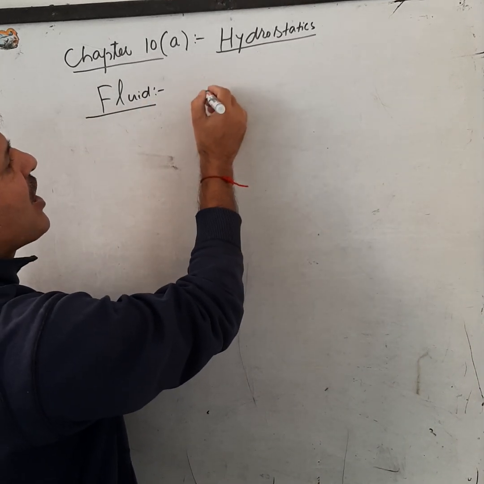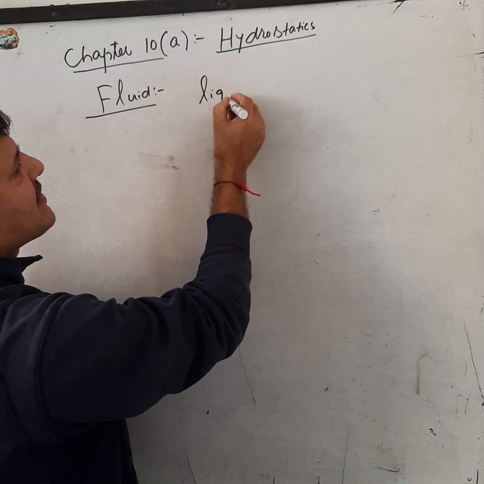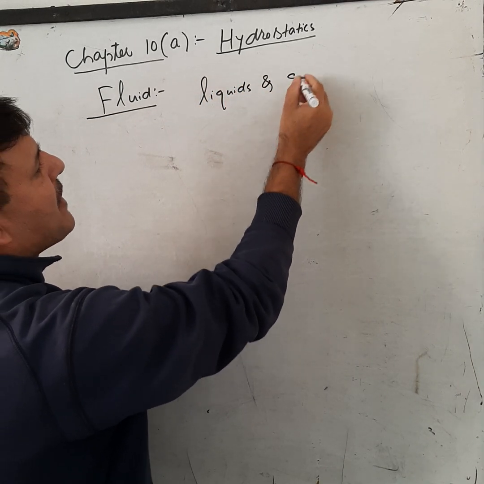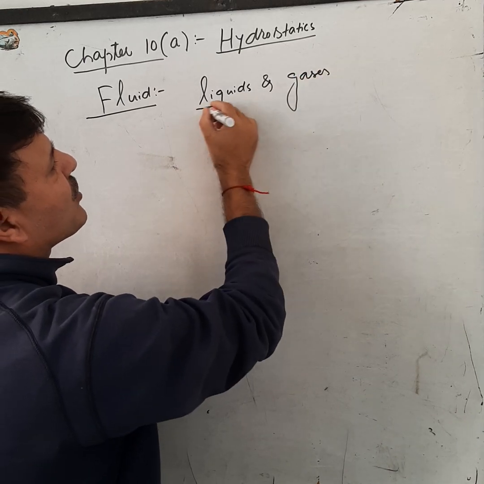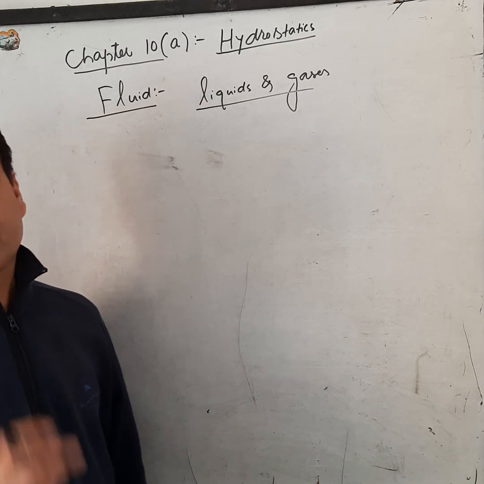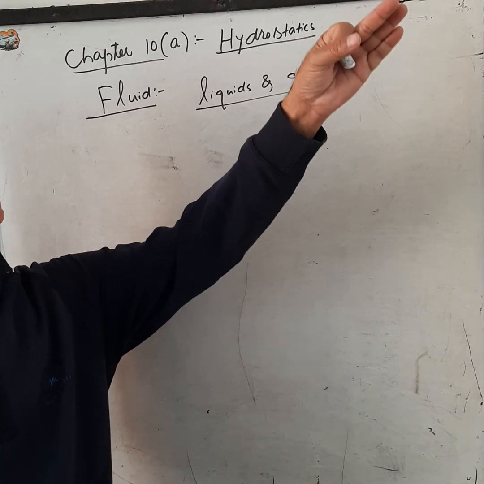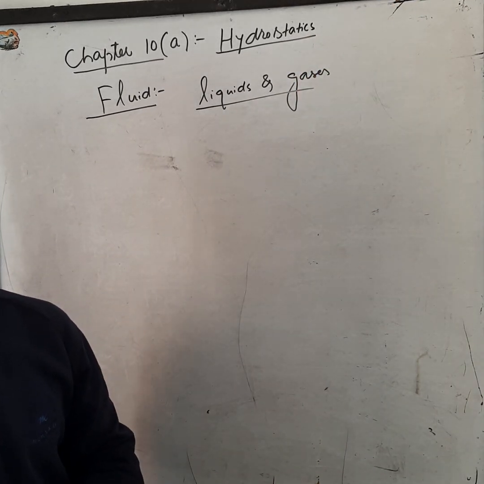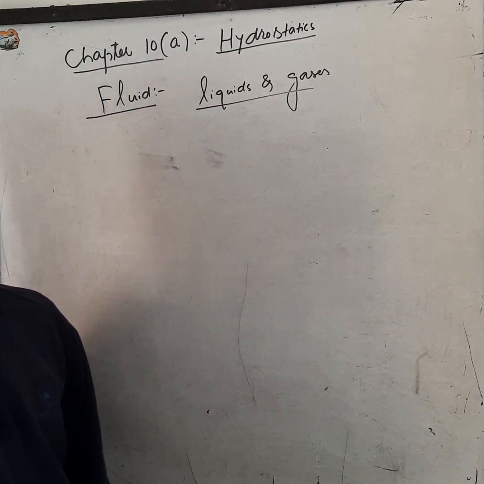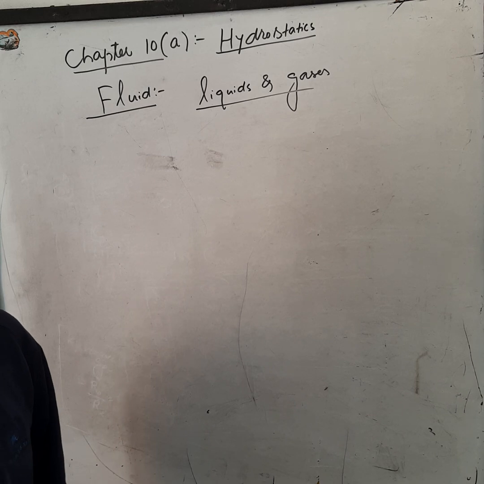Examples of fluids are liquids and gases. Liquids and gases are some examples of fluids. What is a fluid? A fluid is a substance which begins to flow when some external force is applied. The examples of fluids are liquids and gases.